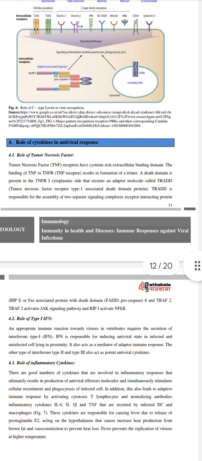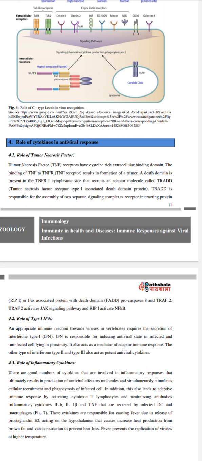Role of cytokines in an antiviral response. Role of tumor necrosis factor. Tumor necrosis factor receptors have a cysteine-rich extracellular binding domain. The binding of TNF to the TNFR results in formation of a trimer. The death domain is present in the TNFR1 cytoplasmic site that recruits an adapter molecule called TRADD, tumor necrosis factor receptor type 1 associated death domain protein.